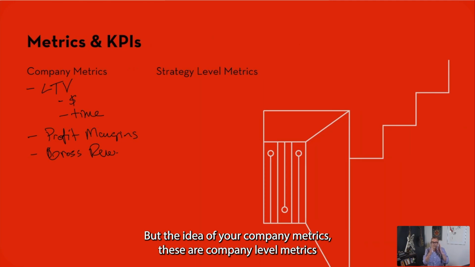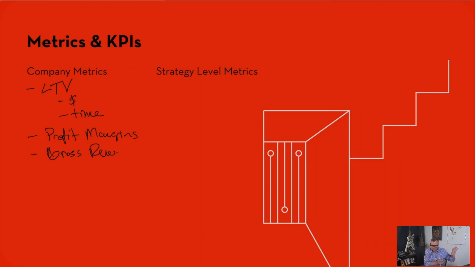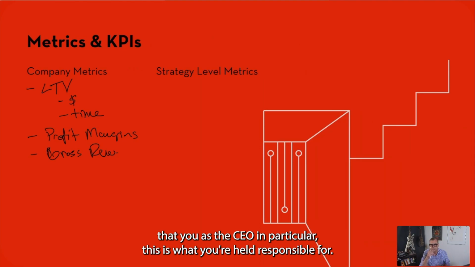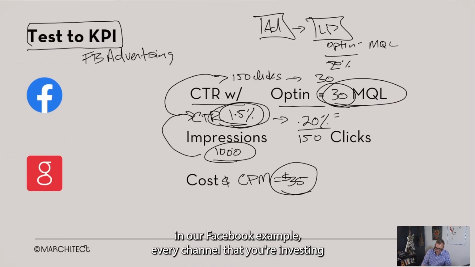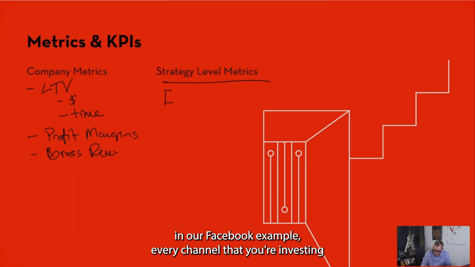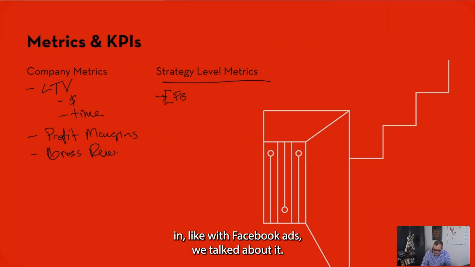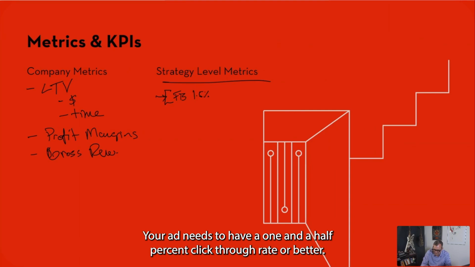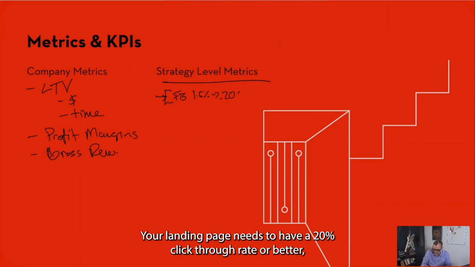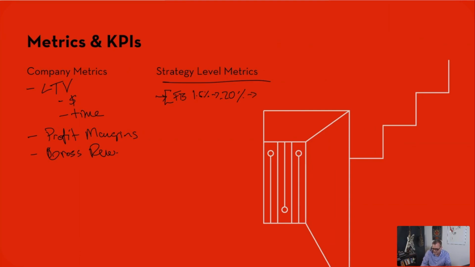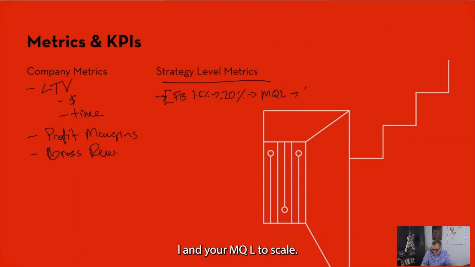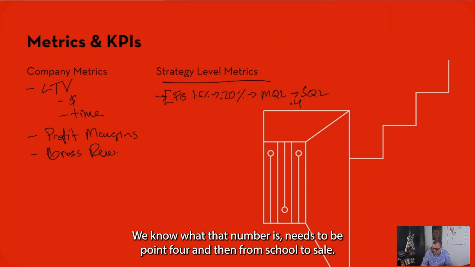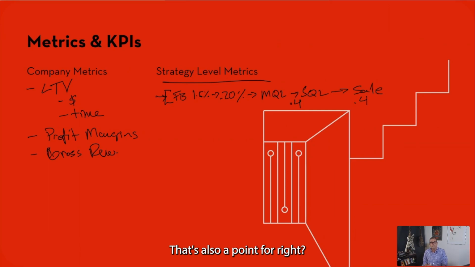But the idea of your company metrics, these are company level metrics that you as the CEO in particular, this is what you're held responsible for. Now, your strategy level metrics, these are like we just went through in our Facebook example, every channel that you're investing in. With Facebook ads, we talked about it, your ad needs to have a 1.5% click-through rate or better. Your landing page needs to have a 20% click-through rate or better, which then leads to marketing quality. That gives you an MQL, and your MQL to SQL, we know what that number is, needs to be 0.4. And then from SQL to sale, that's also a 0.4, right? We established that in the beginning.